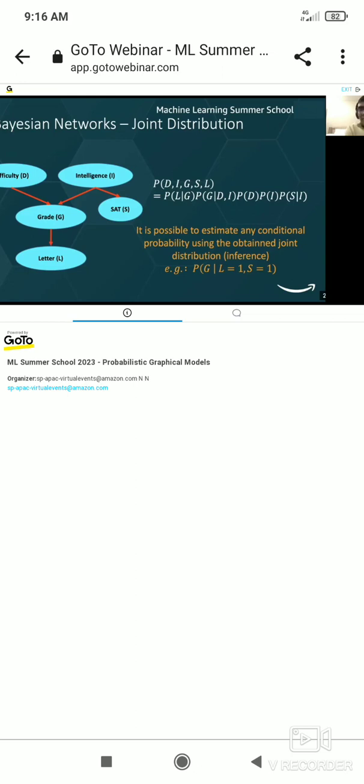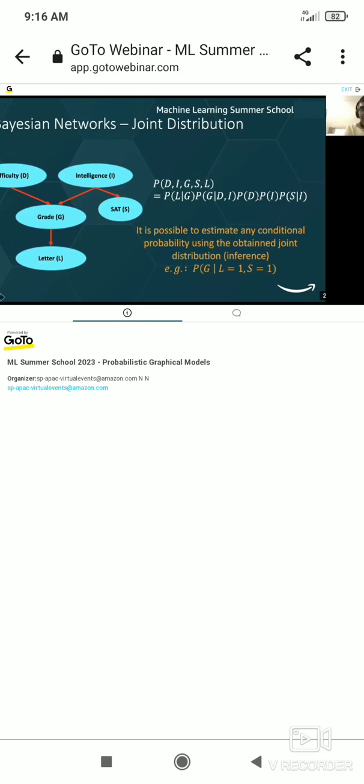So let's start with the letter node. We can see that the letter node depends on the grade. So we write down the first conditional expression, which is the joint distribution equals the probability of letter given grade, right? And that's the first term that you see on the right of the equation that is shown in white on this particular slide.